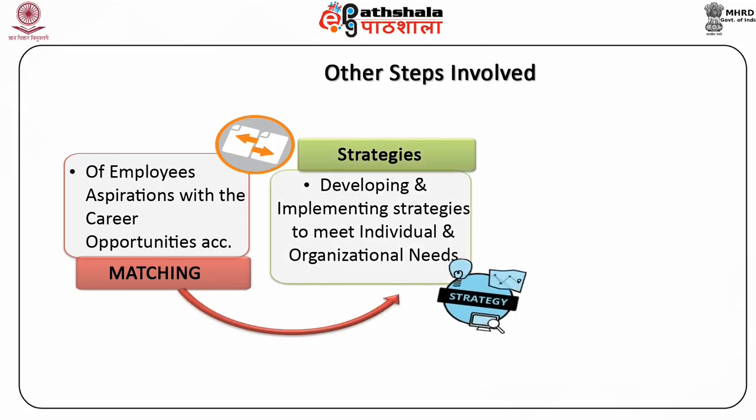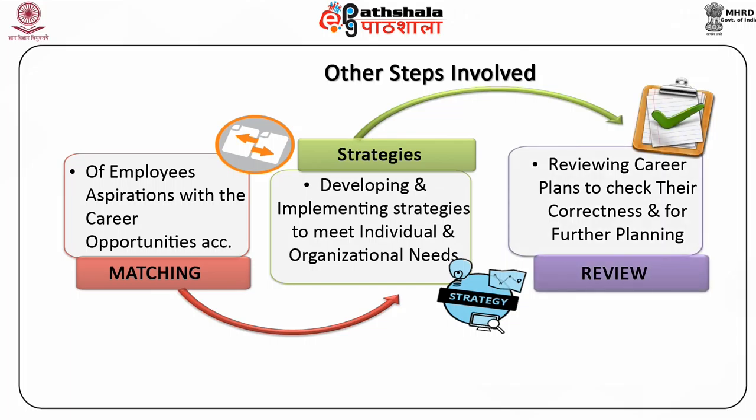Next is developing and implementing strategies. The organization develops and formulates strategies on the basis of requirements and dealing with mismatch. The strategies may change a career system by creating new career paths, changing employee needs and aspirations by helping them to scale down unrealistic goals and aspirations, and to train and develop people to meet both individual and the organizational needs. And the final step is the review of career plans.